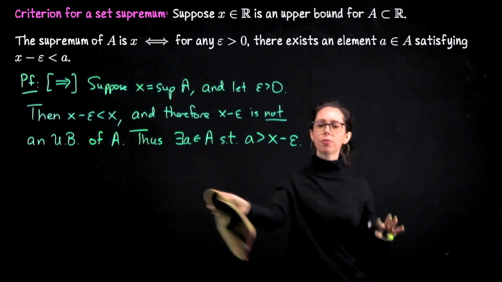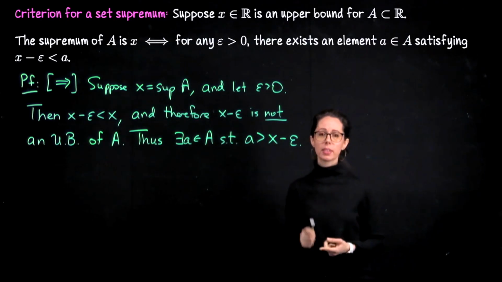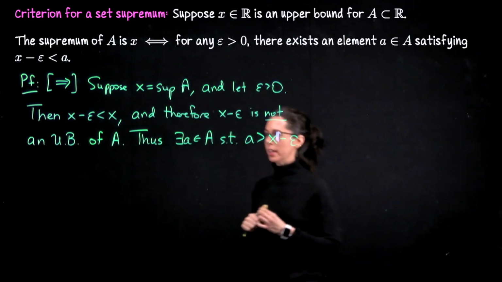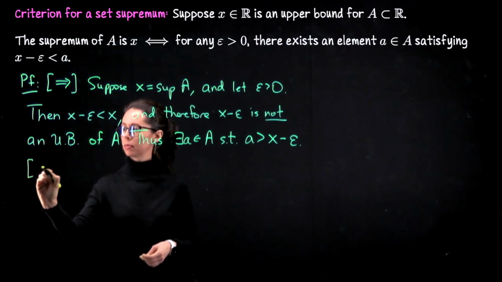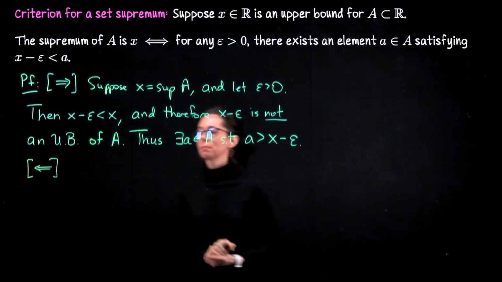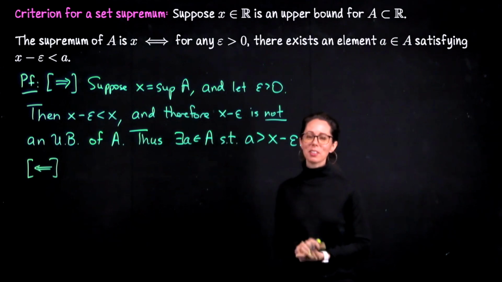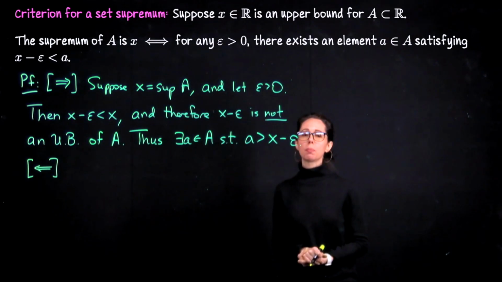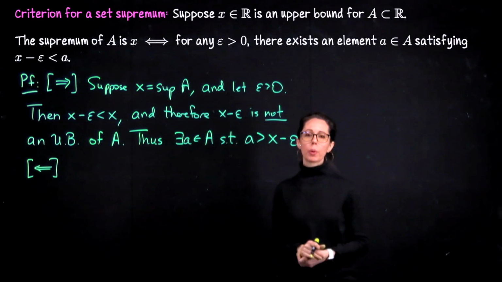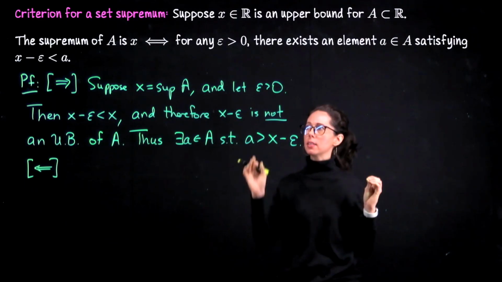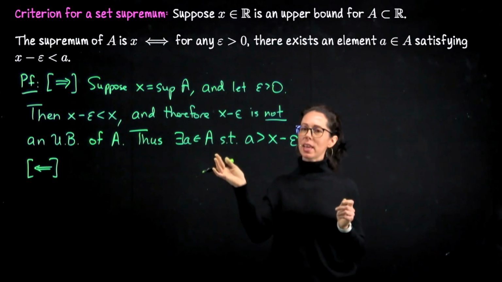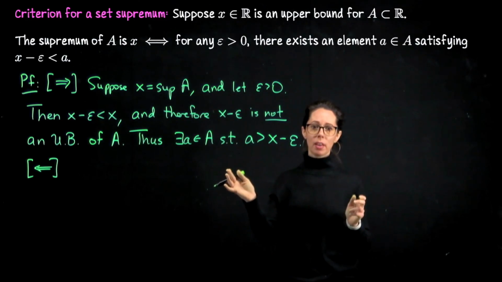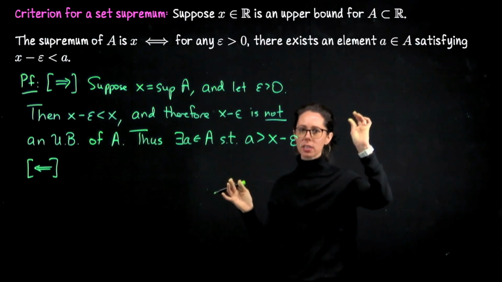This is a direct proof, and it's using the definition of supremum and the definition of upper bound. The other direction, though, is a little bit trickier. So let's start it, and maybe I'll pause. In fact, that's where I'm going to pause, drawing the backwards arrow. I am going to show the backwards direction by showing the contrapositive. So we want to show that the right-hand side implies the left-hand side by saying that if x is an upper bound which is not the set supremum, then the right-hand side would not be true.